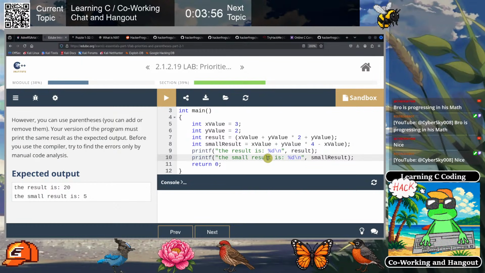Progressing in his math. Well, you know, I'm trying to improve. There's also a reason why I use a computer, because the computer can do the math. But I guess understanding how the math works is also a good thing.